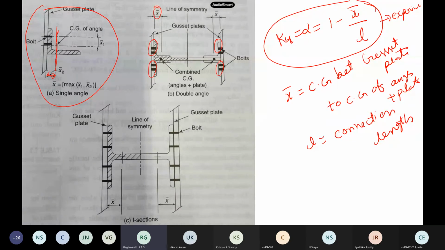You have to do this for double angle sections, and for I sections also. So how to calculate this x bar? You have an I section here. Here also you have to do it for this flange, this portion, the flange and web portion. So you have to calculate x bar, and then 1 minus x bar by L. This gives you the shear lag width itself.